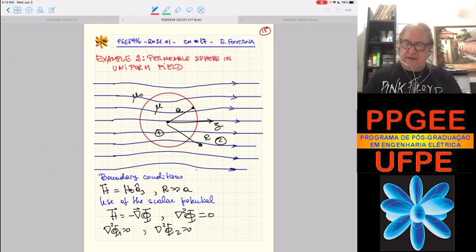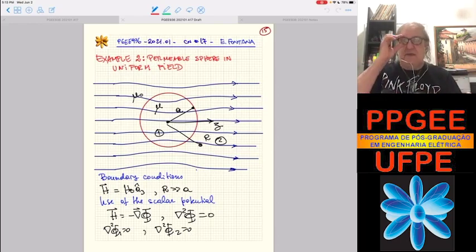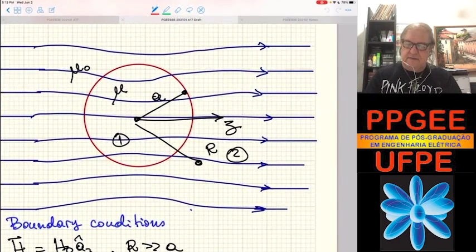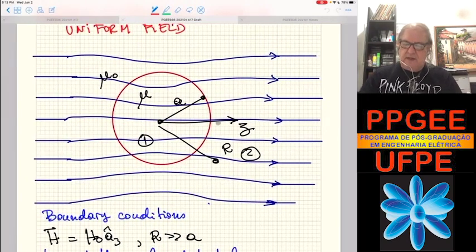Next example I'd like to talk about: now we're going to use the scalar potential, because we're going to have a problem in which we have a linear system, two different media, and no current density, no free carriers. So we can use the scalar potential. Okay? So here's the problem.